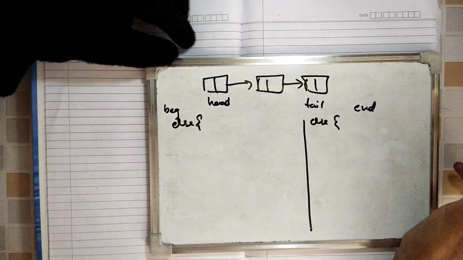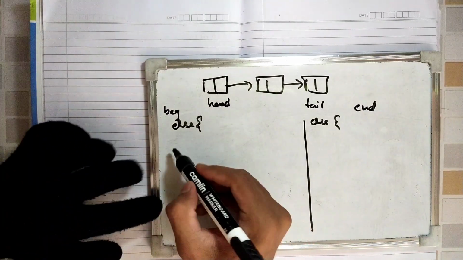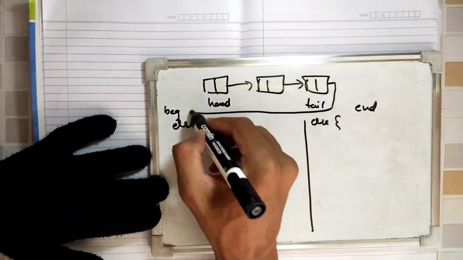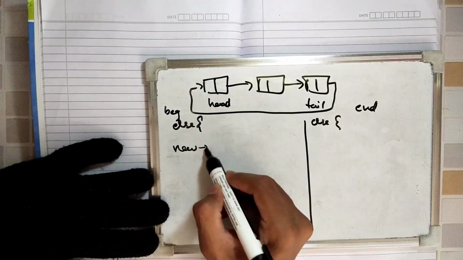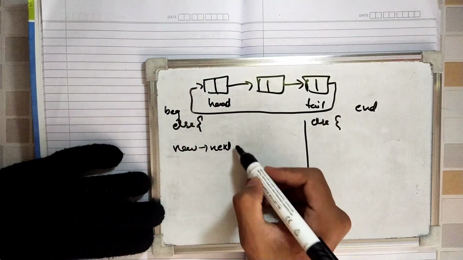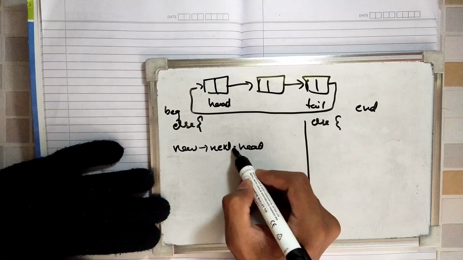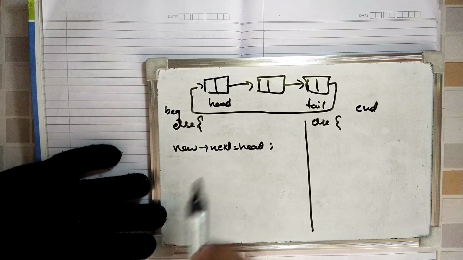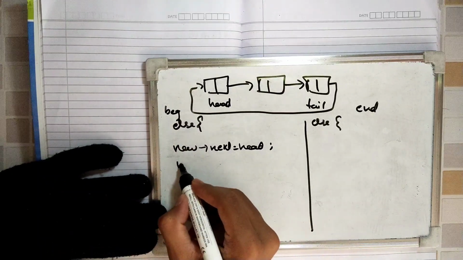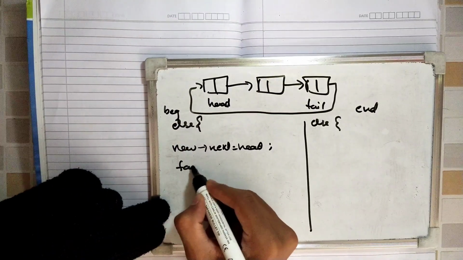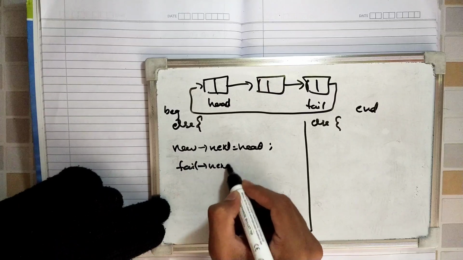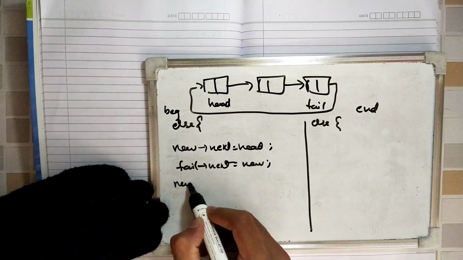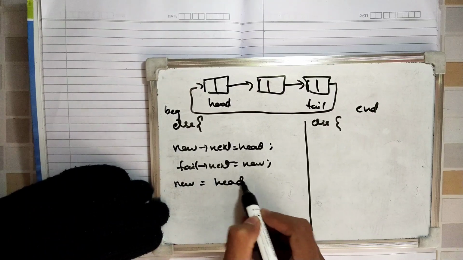Now what will happen, my node is created. I forgot to show this. New of next, now what I will say, new of next is equal to head. Then this is beginning insertion, right? New of next equals to head. Then what I will do, tail of next is equal to new. Then new equals to head.